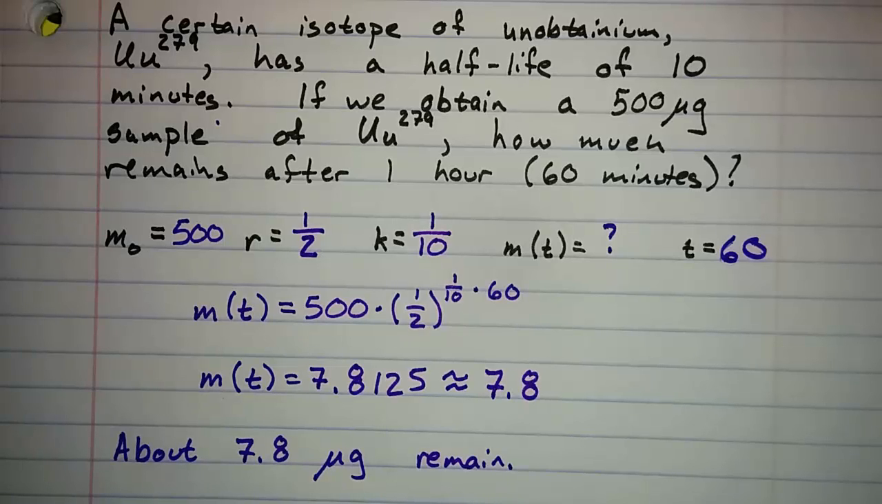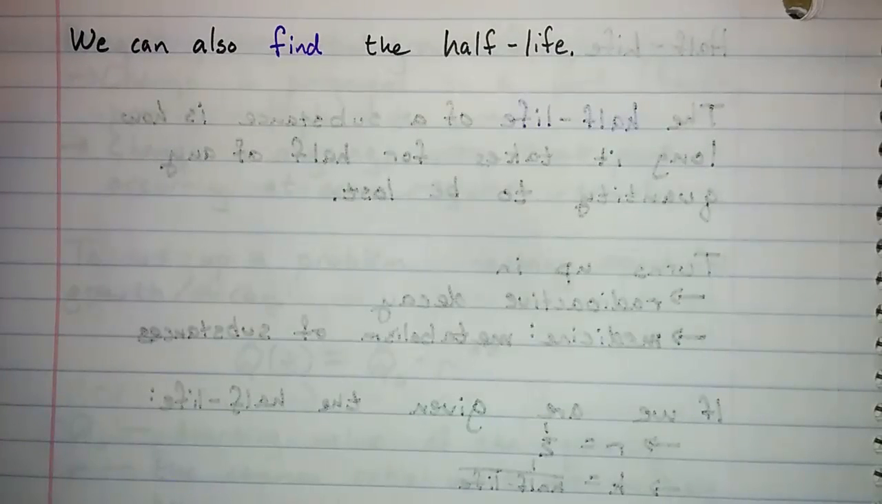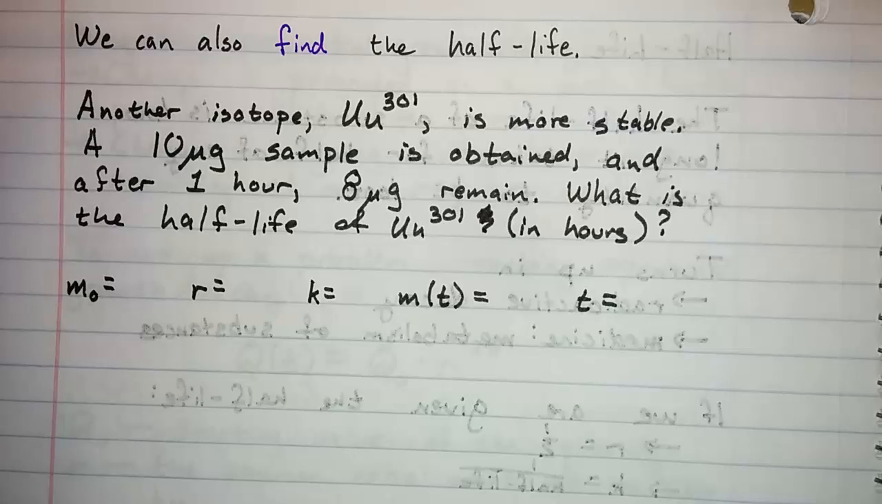Now there's another kind of problem that's very slightly trickier that we might do with half-life. We might also want to find the half-life. So here's an example of that. Another isotope, UU301, is more stable. A 10 microgram sample is obtained, and after 1 hour, 8 micrograms remain. What is the half-life of UU301 in hours?